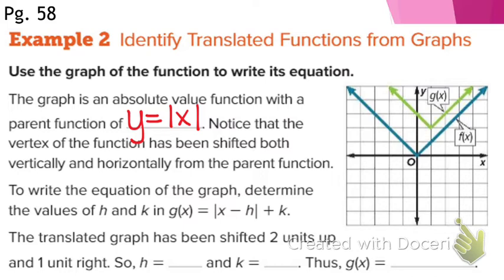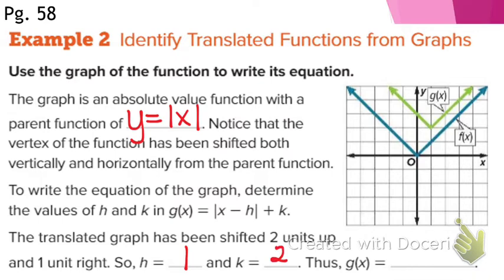This one moved to the right. How many to the right did it go? One. So it moved right 1. And what else did it do? Up 2. So because it moved to the right, H would be positive 1. So you're going to put a positive 1 right here. So H is positive 1 because it shifted to the right one. And K would be what? Positive 2.